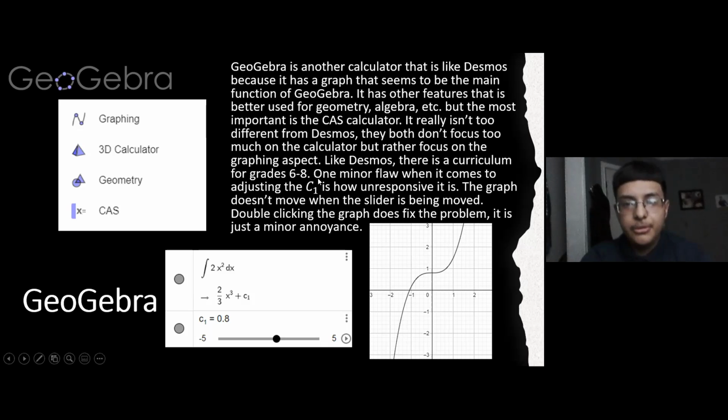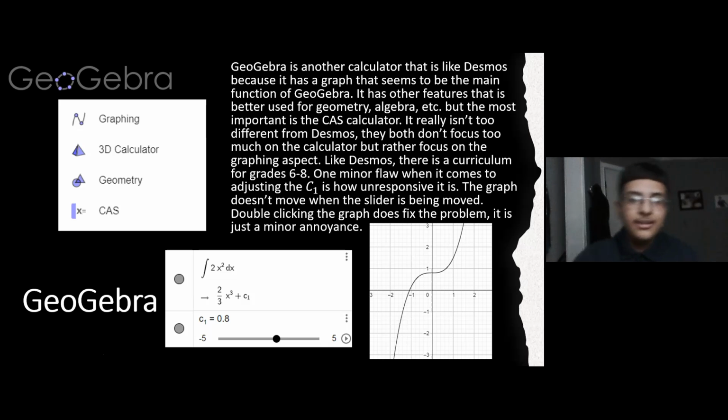If you read this, there are still some problems with it, like this C1. You're able to adjust it with that slider, but it's slow. Like, if you move it, the graph doesn't move with it. You have to double tap it in order for it to actually move. So just little stuff like that could be a problem, and it was definitely a problem when I was trying to use it.